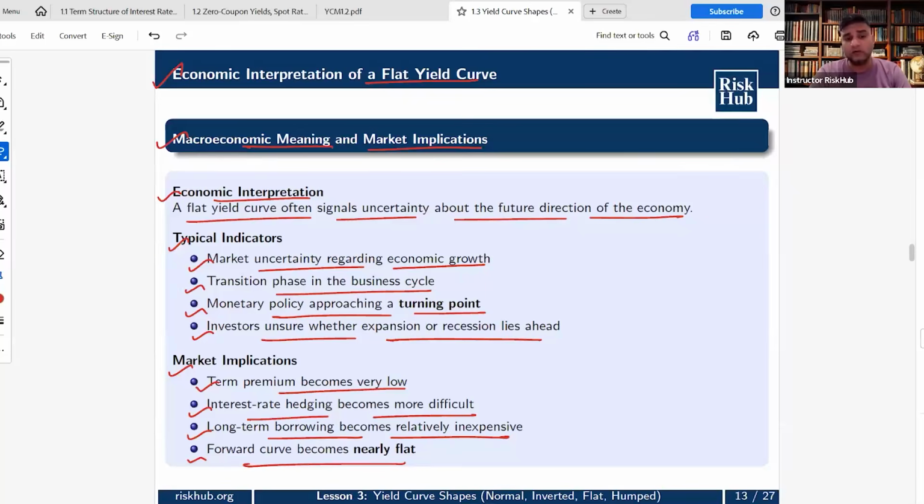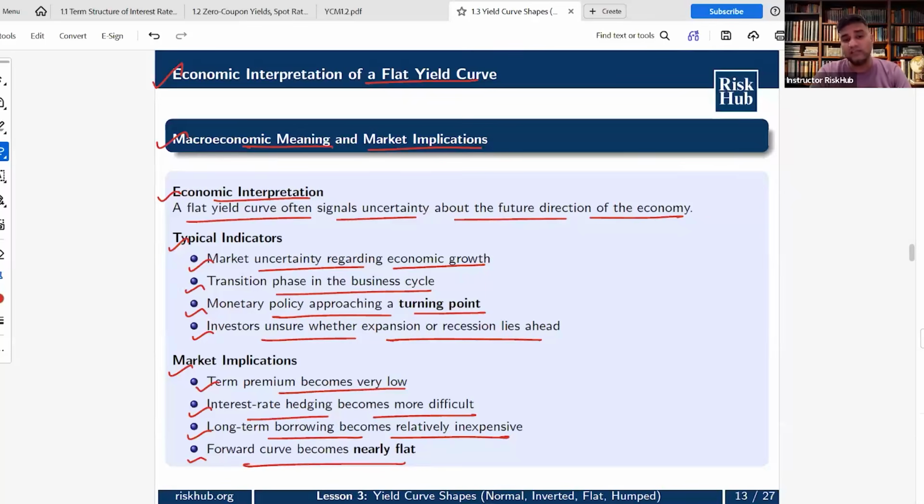The term turning point is defined here: the moment the policy rate stops rising and starts falling, or the reverse. A technical clarification I'll add: if the slide says hedging becomes more difficult, the mechanical fact is narrower. A flat curve makes the choice of hedging maturity less costly because yields are similar across the curve. What gets harder is the directional call. Since a flat curve gives no signal about which way rates go next, hedge construction itself is unchanged.